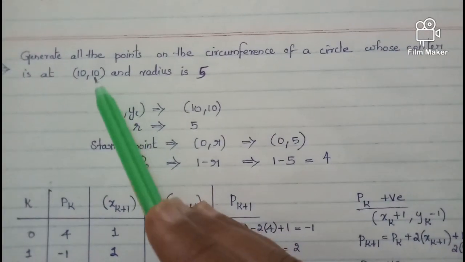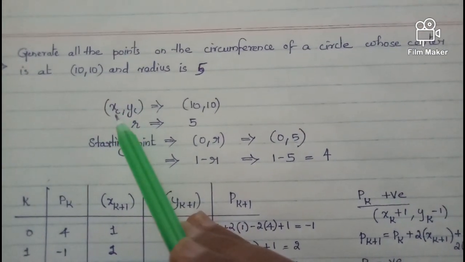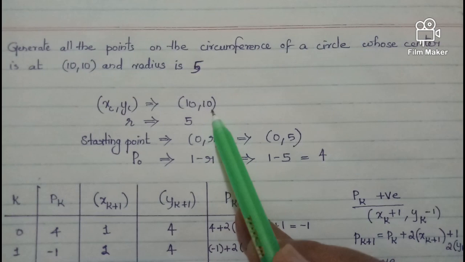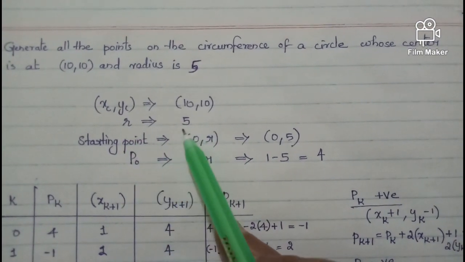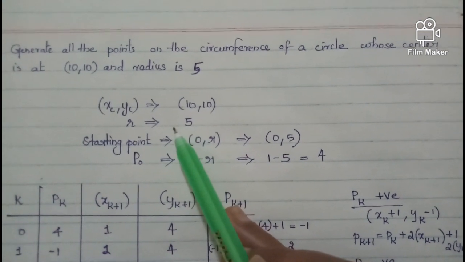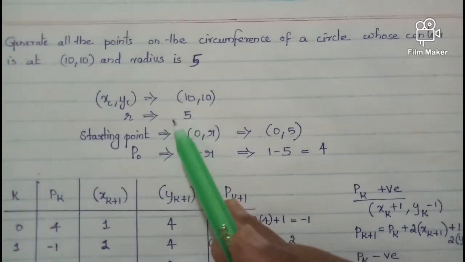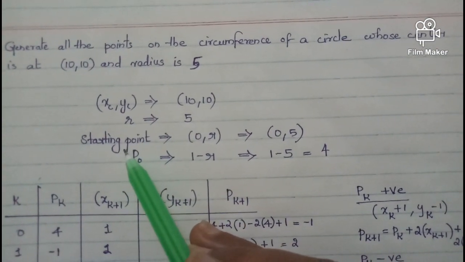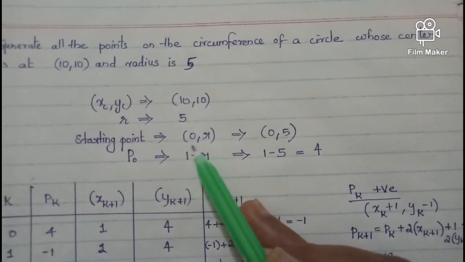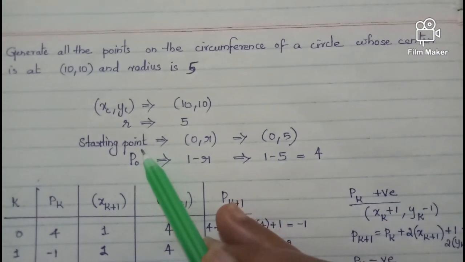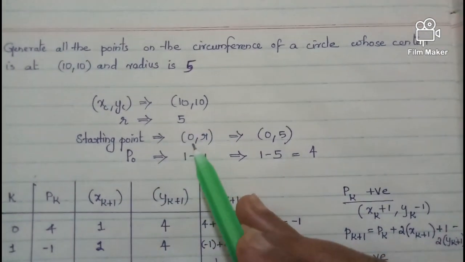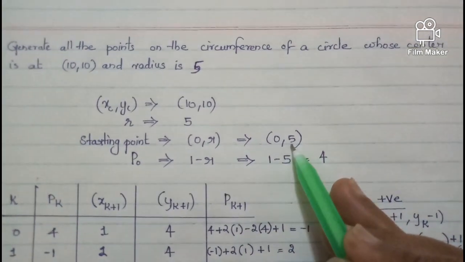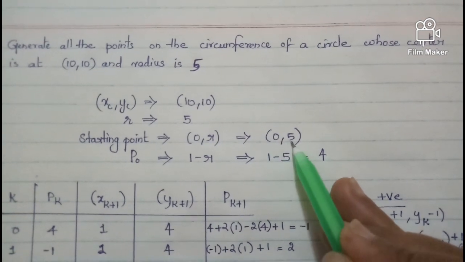First, as given in the question, 10, 10 is the center of the circle, so I am going to write it as XC, YC. That is circle center XC, YC, which is 10, 10. It is already given in the question, and the radius R is equal to 5. Now, when I explained the algorithm to you, the first point or the starting point on the circumference of the circle to be plotted was 0, R. According to this, the value of R is 5, so in this example, the first point to be plotted will be 0, 5.